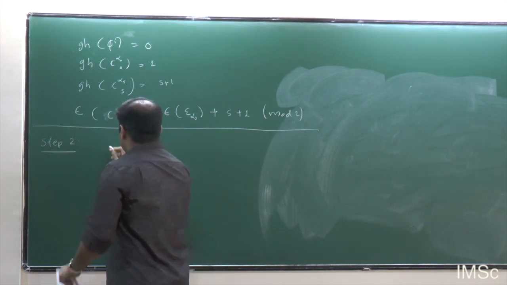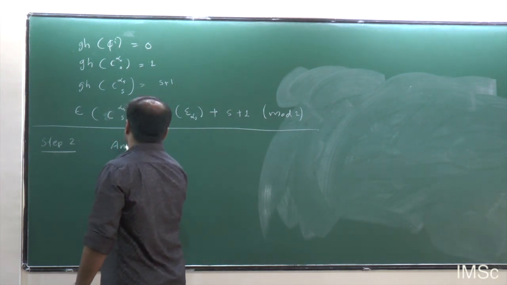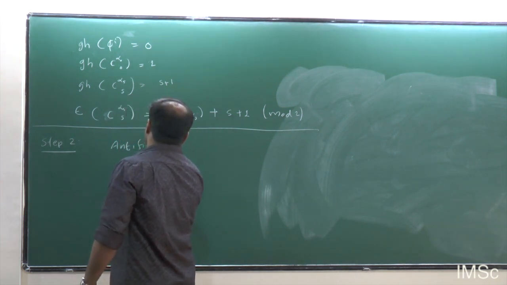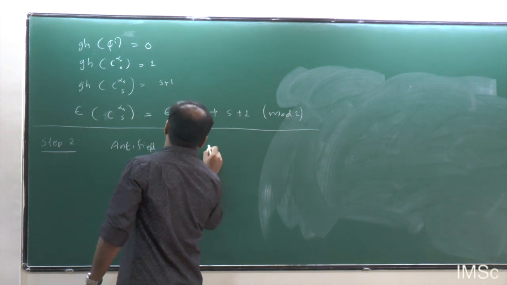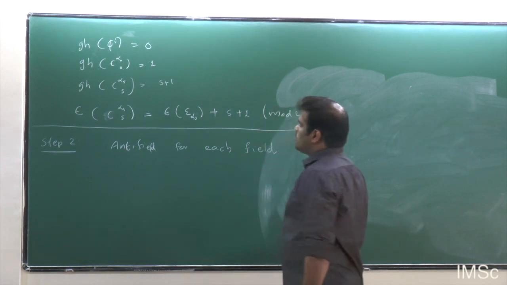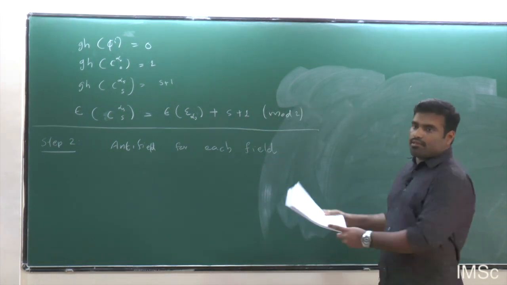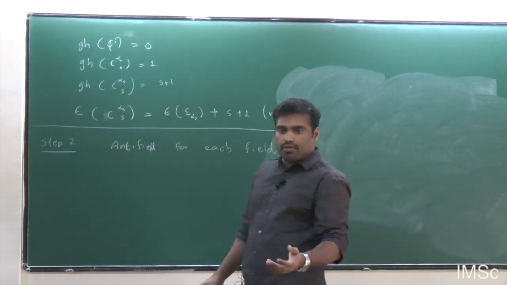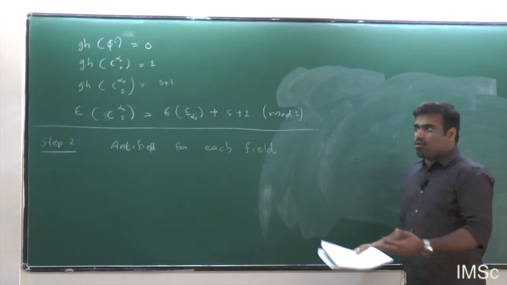So here you introduce an antifield for each field. It's a new step. This is the kind of auxiliary fields that you have to introduce for reproducing the gauge structure or closing the algebra.